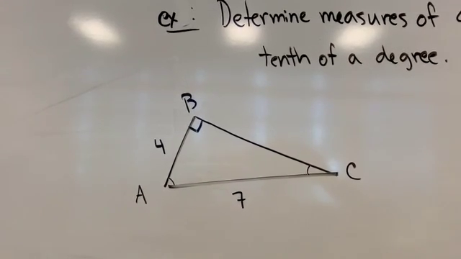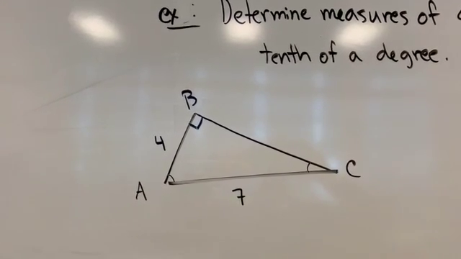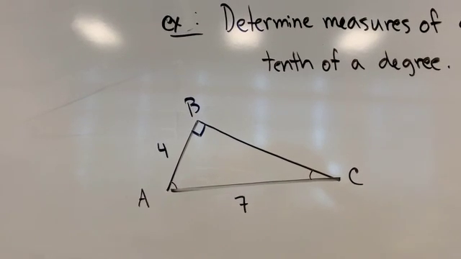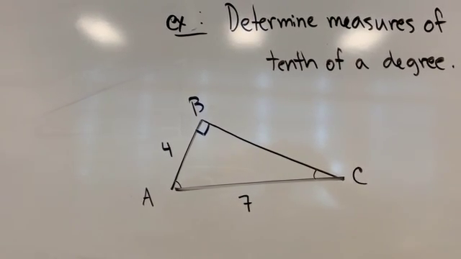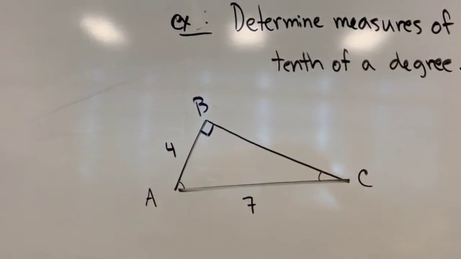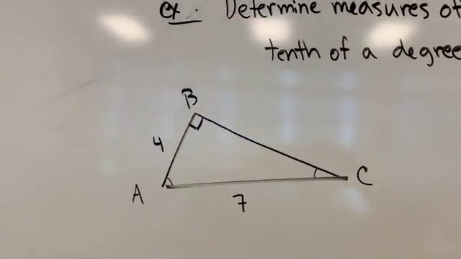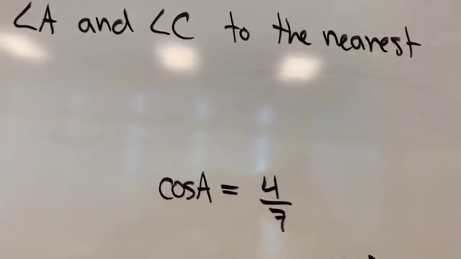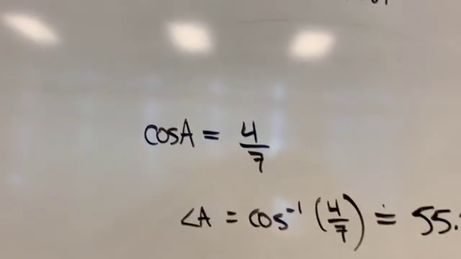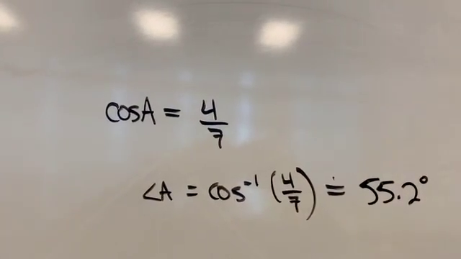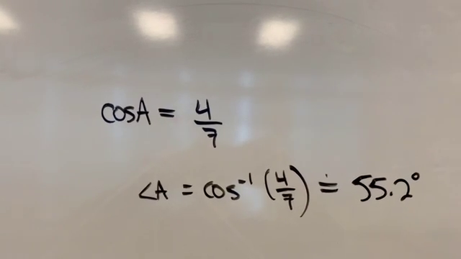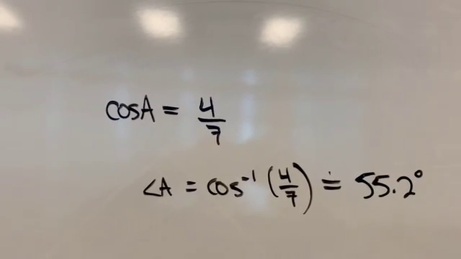If I want to find angle A, I can look at those two sides and say, okay, one of them is adjacent, and one of them is hypotenuse, and cosine is the ratio that relates adjacent and hypotenuse. So cos A should be 4 over 7. So if I solve, cos A equals 4 over 7, inverse cos of 4 over 7 tells me that angle to the nearest tenth is 55.2 degrees.